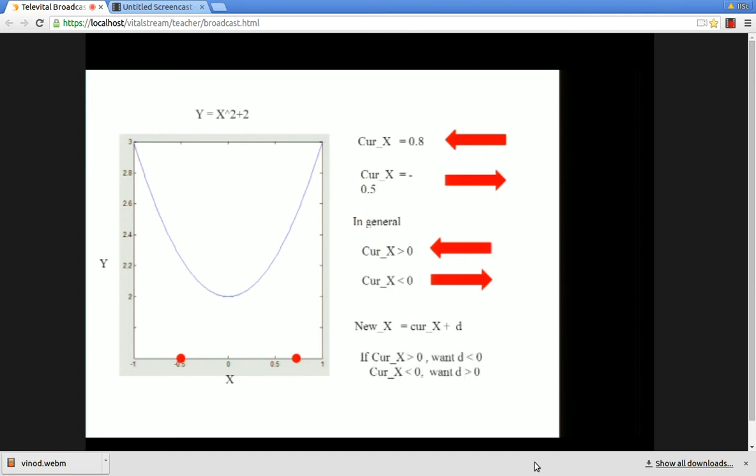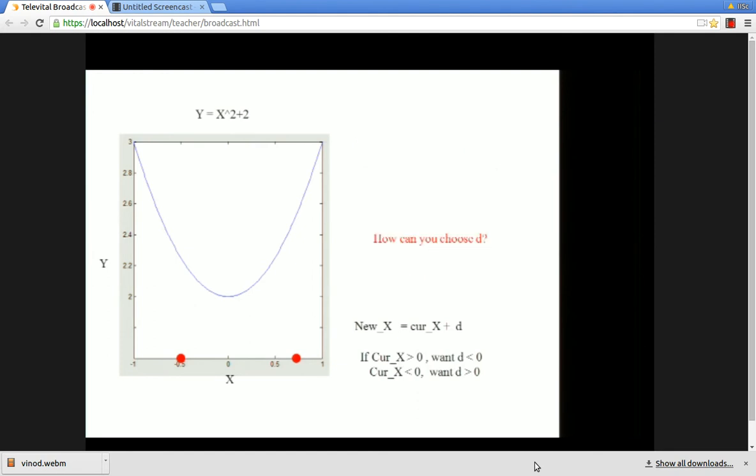So if your current x is greater than 0, we want your d to be less than 0. And if your current x is less than 0, you want d to be greater than 0. How can you find a d? Somebody suggested slope, which is the derivative. So we can look at the derivative of this function. What's the derivative of this function with respect to x? 2x. Okay, so how does that help?